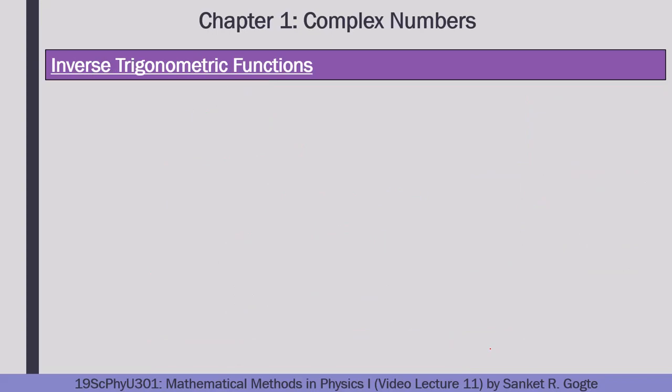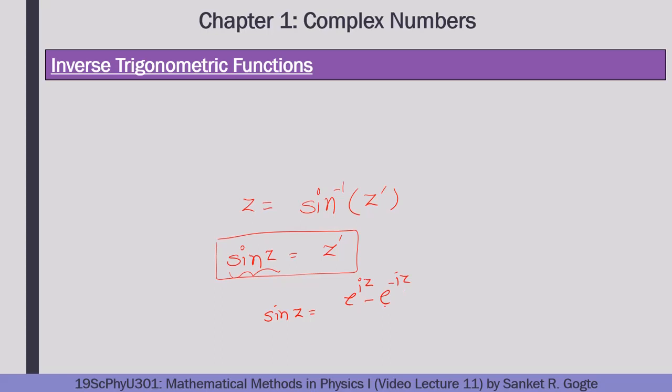Let's see now how we can find out inverse trigonometric functions of complex numbers. Unfortunately, it is not possible to give a specific formula to find out inverse trigonometric functions. Each problem needs a special treatment, a special way to calculate that inverse trigonometric function. But what are inverse trigonometric functions? Suppose I want to find the inverse sine of some complex number z prime, which is equal to z, then I know that sine z is equal to z prime, and we know how to find the sine of a complex number. Sine z is defined as e to the power iz minus e to the power minus iz divided by 2i. Similarly, cos z is e to the power iz plus e to the power minus iz divided by 2. And in this way, you can define the rest of the trigonometric functions.